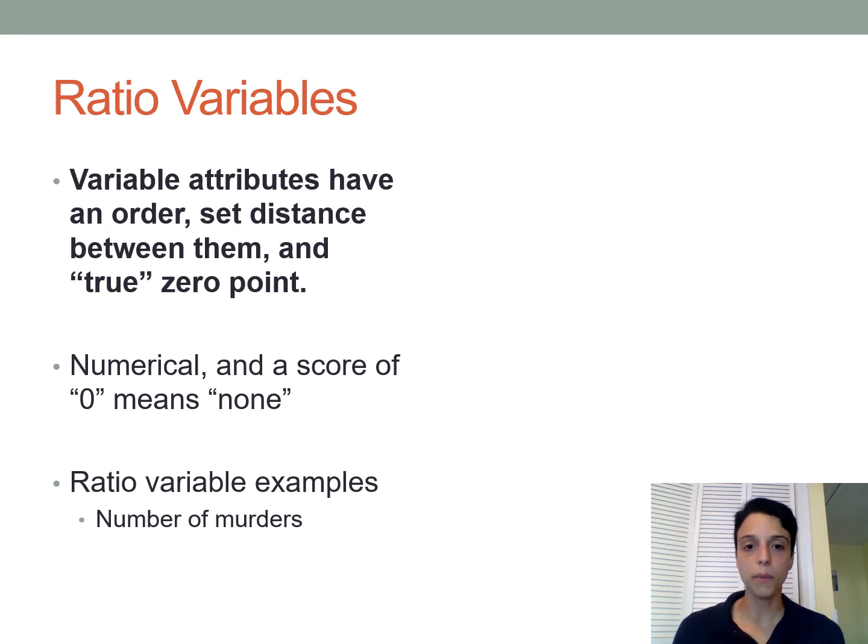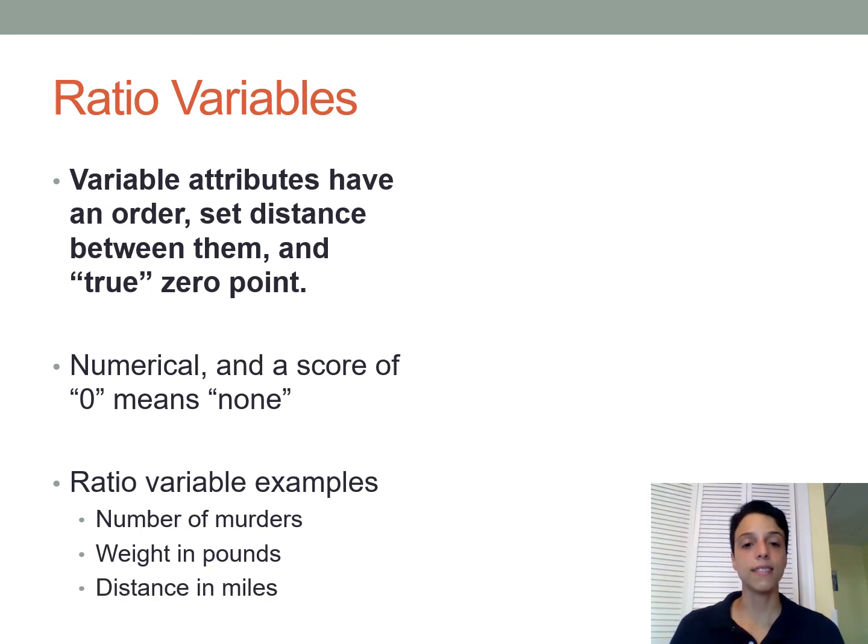We also have a true 0 point. If you have 0 murders, that means you've had no murders today. As opposed to temperature, where again 0 didn't mean that there was no temperature, or grades where 0 didn't mean that there was no grade. Here, a 0 unequivocally means there are no murders. Another example of a ratio variable would be weight in pounds. It's numerical, meaning that you can put the different numbers in order, there's a set distance between them, and looking at that 0 point, if something weighs 0 pounds, you would say that it weighs nothing at all. So 0 means there is no weight.